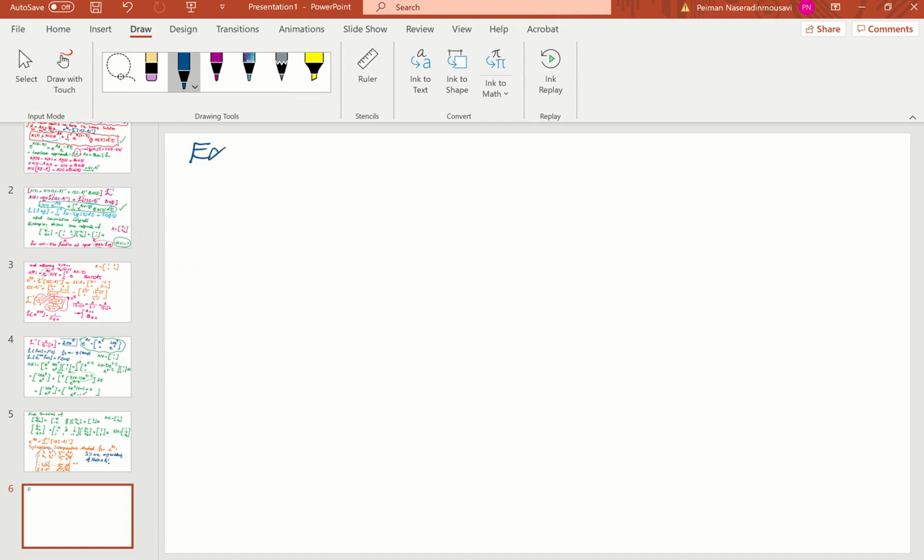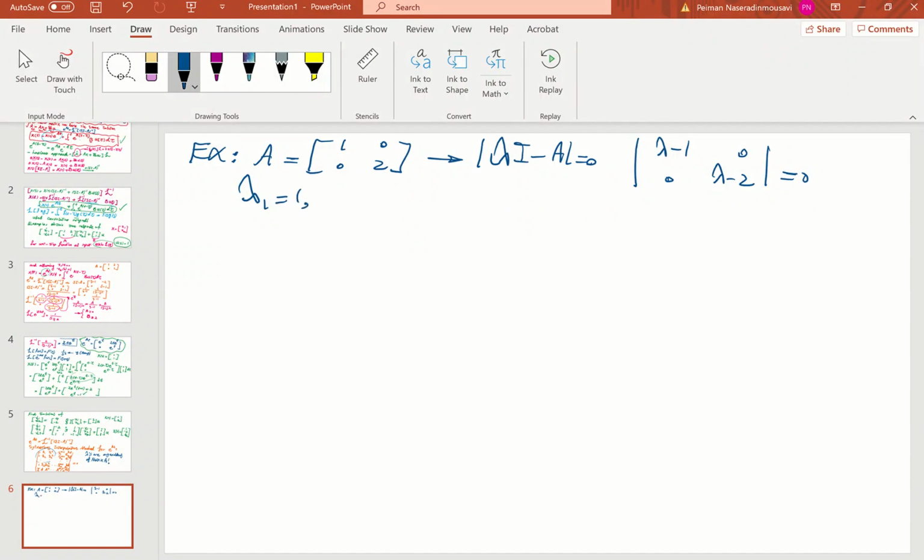Say the example: matrix A for x dot equal to Ax plus Bu is [1, 0; 0, 2]. First you have to find the eigenvalues. I told you that eigenvalues can be found from the determinant of lambda I minus A equal to 0. This is the determinant of [lambda minus 1, 0; 0, lambda minus 2]. You know that if you have a diagonal matrix, you can easily find lambda 1 is 1 and lambda 2 is 2. Obviously it is. This is the rule of dealing with matrices.